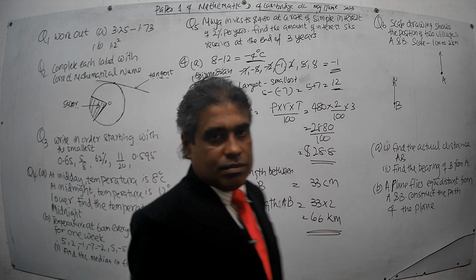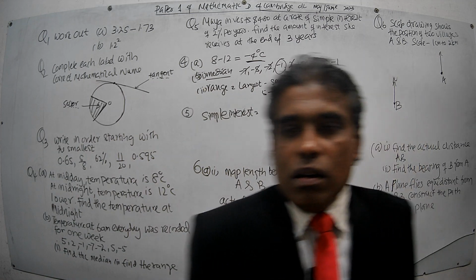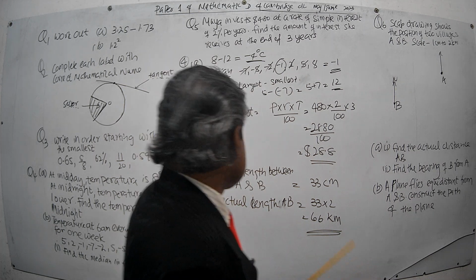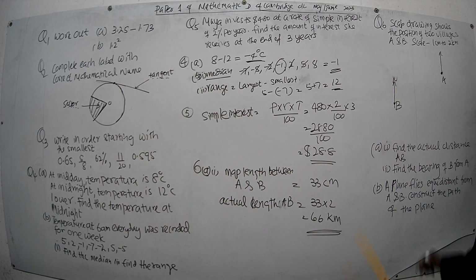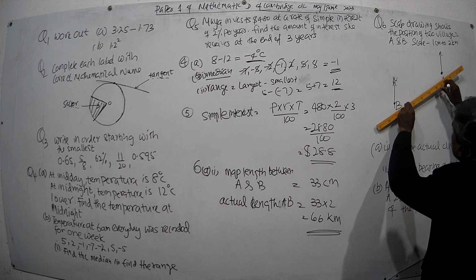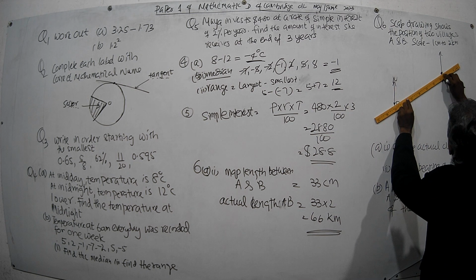Okay. The next one. Next one they say, find the bearing of B from A. Bearing of B from A, you draw the line from B to A.